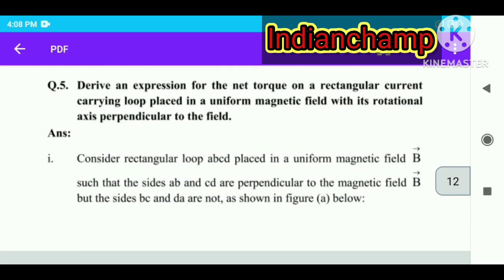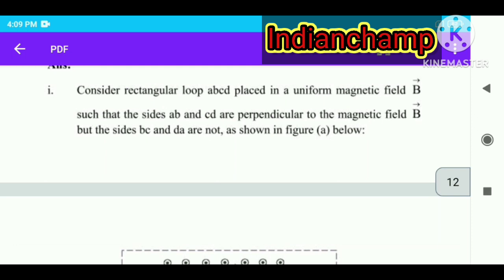Question number 5. Derive an expression for the net torque on a rectangular current carrying loop placed in a uniform magnetic field with its rotational axis perpendicular to the field. Answer. First, consider a rectangular loop ABCD placed in a uniform magnetic field B bar such that the sides AB and CD are perpendicular to the magnetic field B bar, but the sides BC and DA are not, as shown in figure A below.